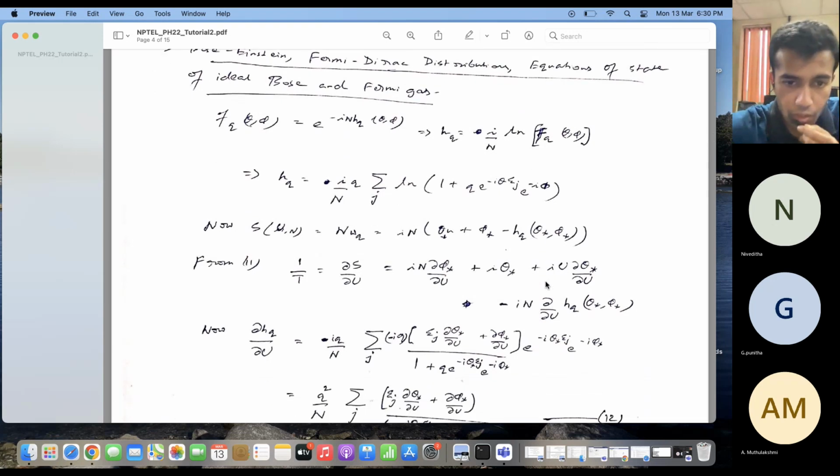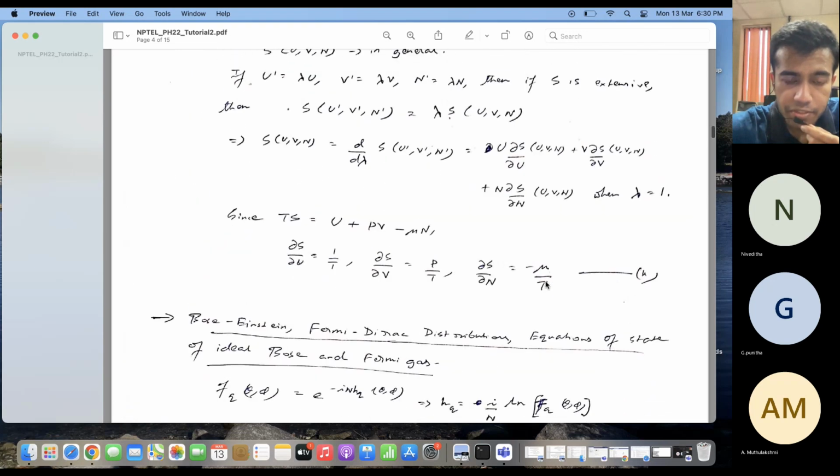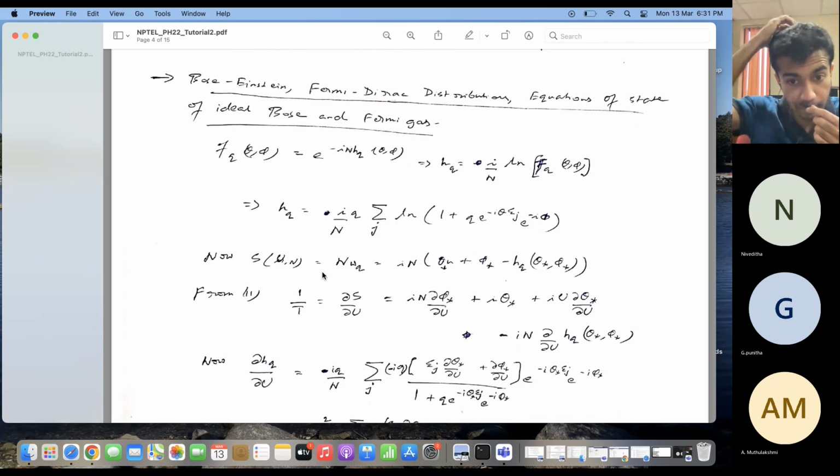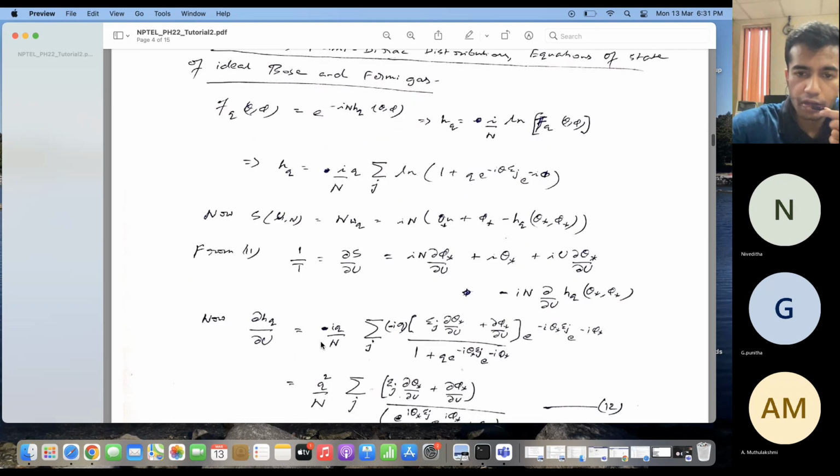Now I use these expressions in order to express theta star and phi star in terms of what is known to me, that is the temperature and the chemical potential. In terms of these quantities, I want to express the values of theta star and phi star. So how do I proceed with that? For that, I take a derivative of s with respect to u first. So del s del u is equal to 1 over t, which I saw earlier.